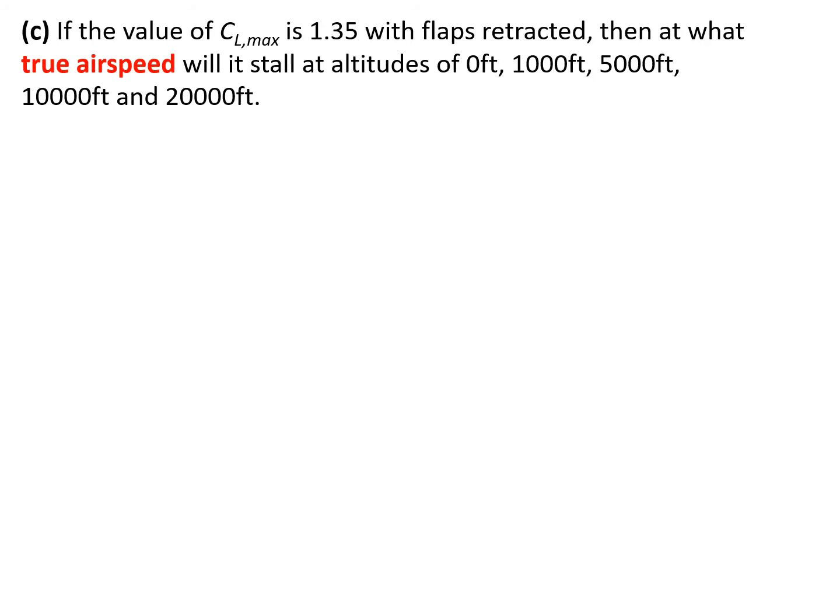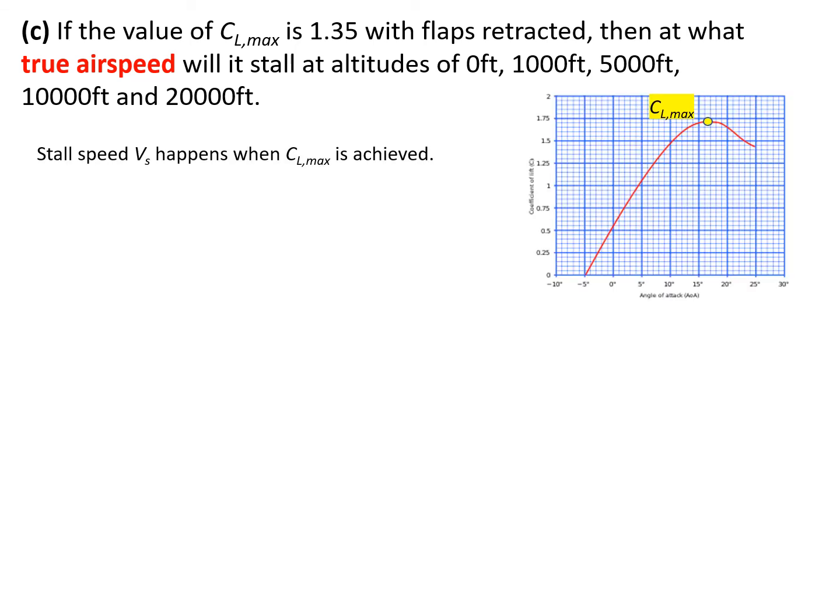Question C, the third question, is: if the value of CL max is 1.35 with flaps retracted, so we are not using the flaps, at what true airspeed will it stall at altitudes of 0 feet, 1,000 feet, 5,000 feet, 10,000 feet, 20,000 feet? Again, it's actually a similar question to B, because we are fixing the CL max. So let's first have a bit of understanding about the question.